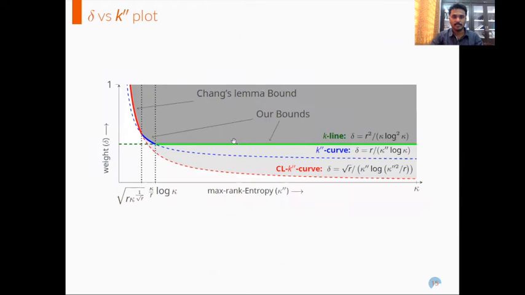And secondly, if you look at bounds in terms of k double prime, again, the red curve is the Chang's lemma bound. The blue curve is the bound which is the improvement of Chakraborty et al. And the green line is the improvement of Sanyal et al. Here, for very small k double prime, Chang's lemma still does better than our bounds, but everywhere else, our bounds dominate Chang's lemma.